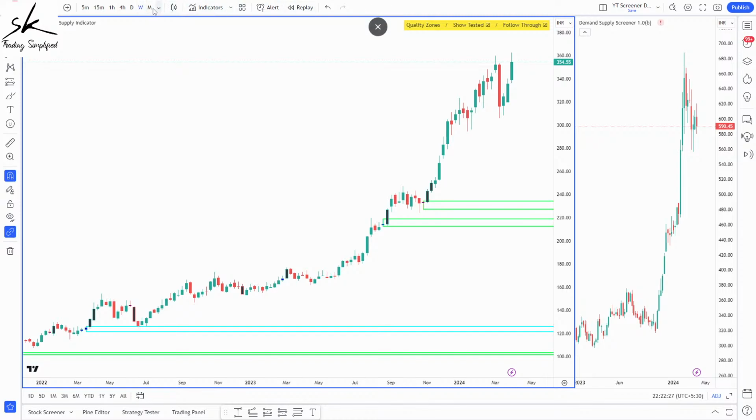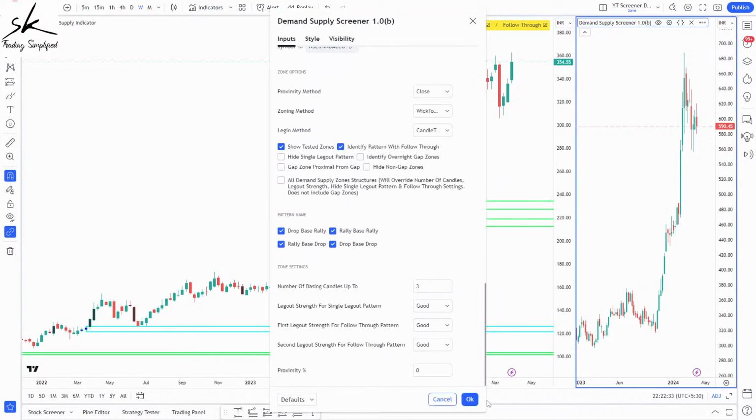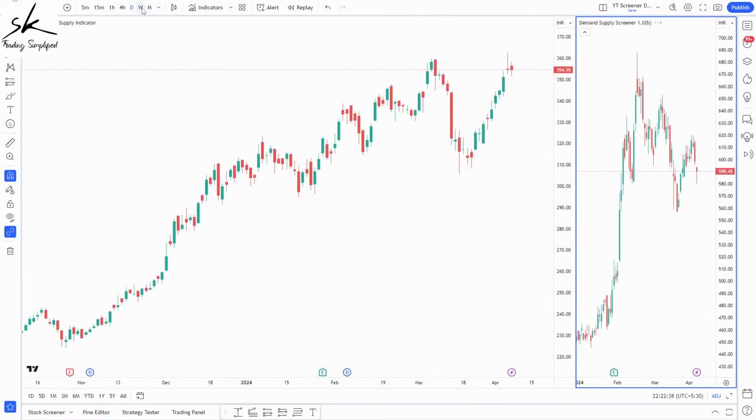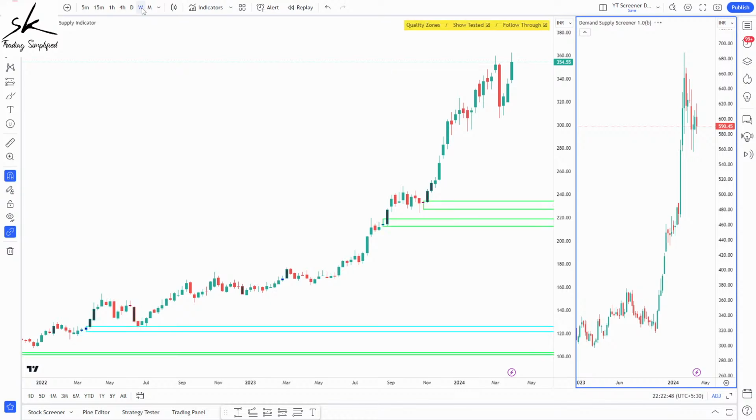Let me see, did I change some settings here? So I need tested zones based on closing. All right, everything is perfect. So what I can do is I can just go back to daily, and I can again come back to weekly, and then it should generate the results for us. So let's give it a few more seconds.